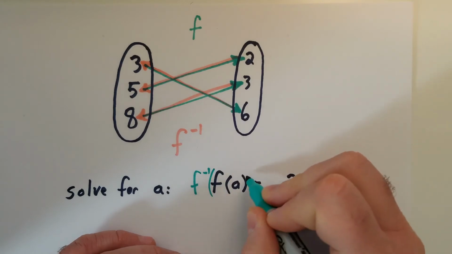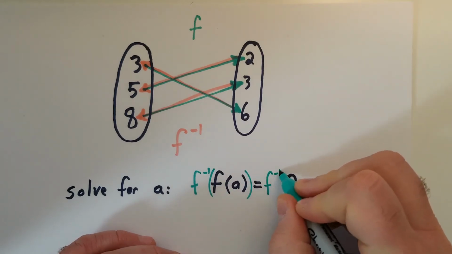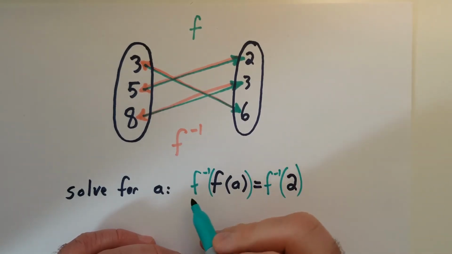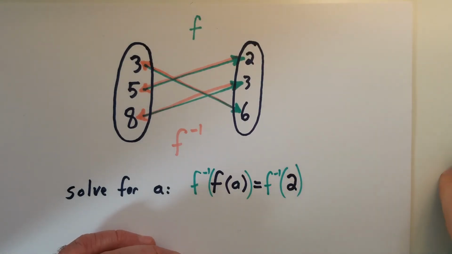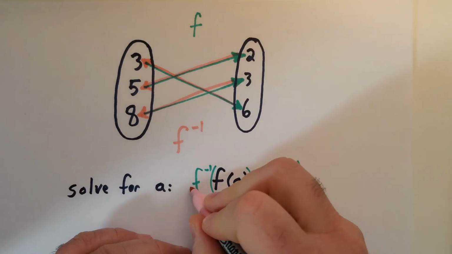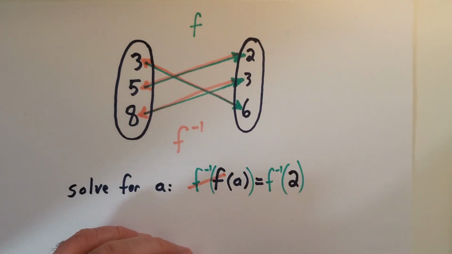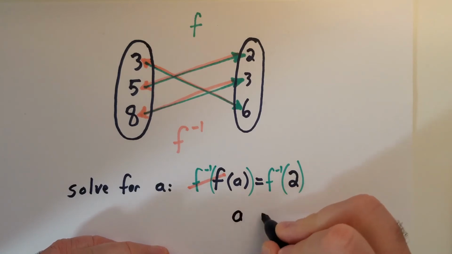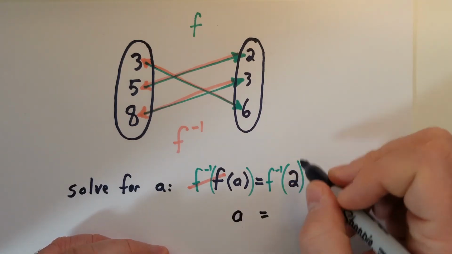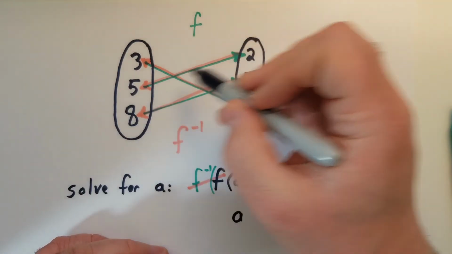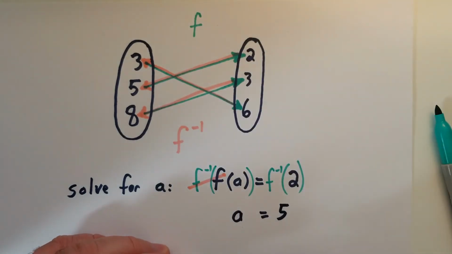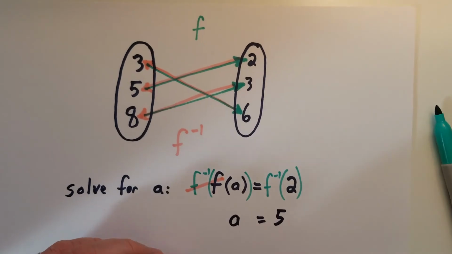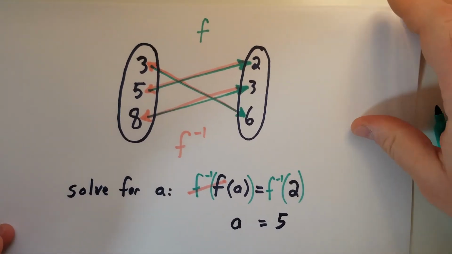But here we're going to do this to both sides. And f of f inverse, or rather f inverse of f, undo each other, and we're just left with the variable a on this side. And then our f inverse table is the pink, so we're going to go from the 2 backwards to the 5. Now that doesn't look terribly difficult in a problem like this.